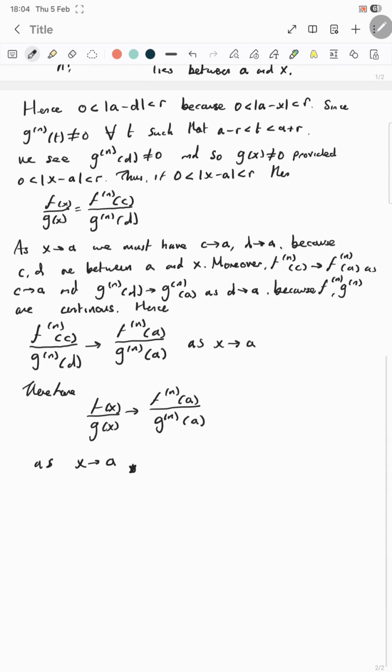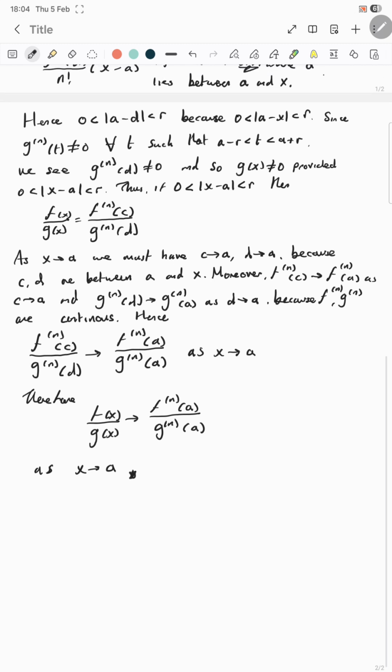where d lies between a and x. Hence 0 is less than the magnitude of a minus d, which is less than r, because of this condition. Since g to the n of t does not equal 0 for all t such that a minus r is less than t, which is less than a plus r, we see g to the n of d does not equal 0. So g of x does not equal 0, provided that this holds.